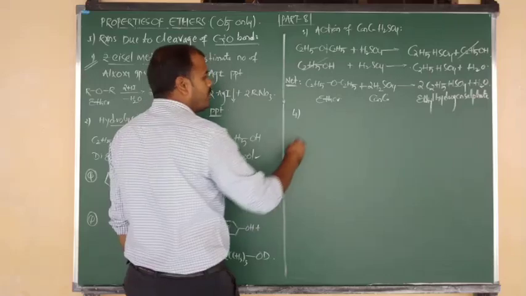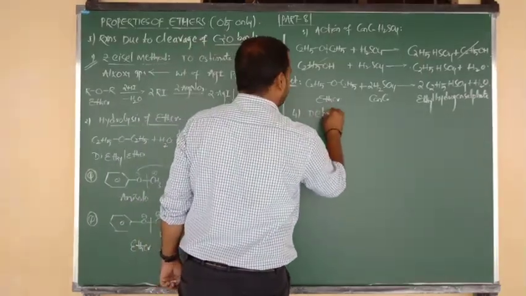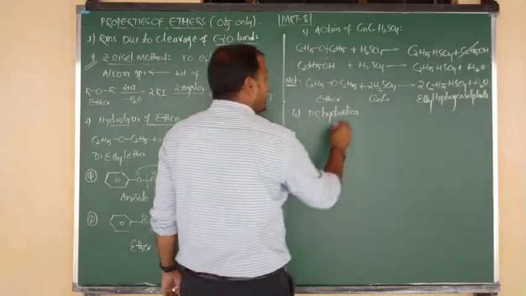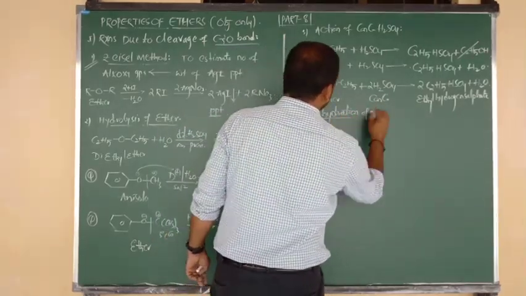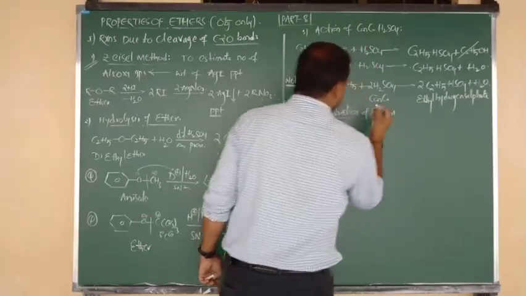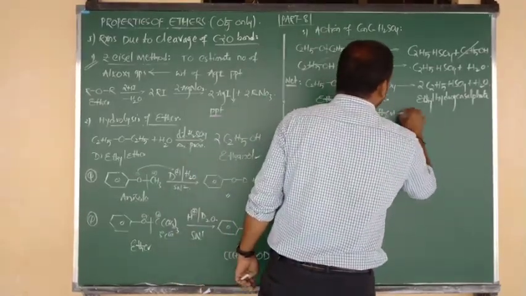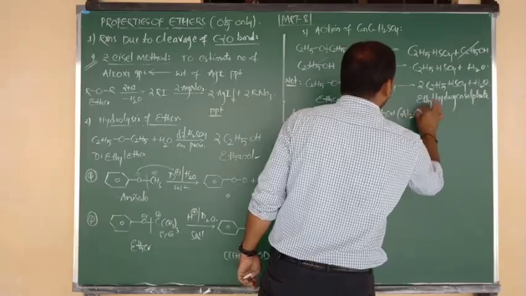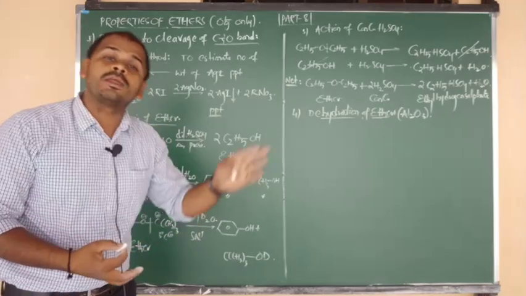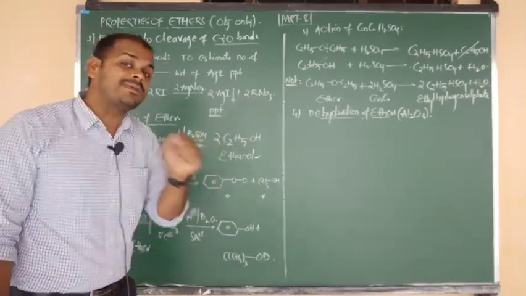I want to show you pure dehydration of ethers using alumina. Dehydration of ethers using what? Alumina. What is the formula of alumina? Al2O3. So how is alumina responsible for the removal of a water molecule, and what will be the final product?